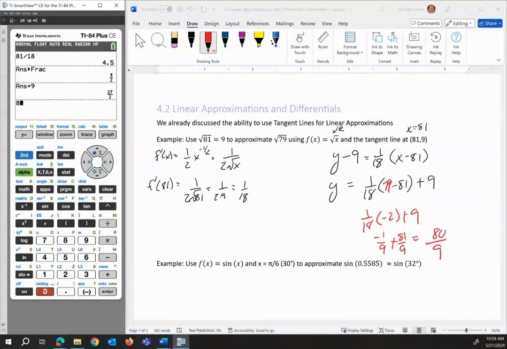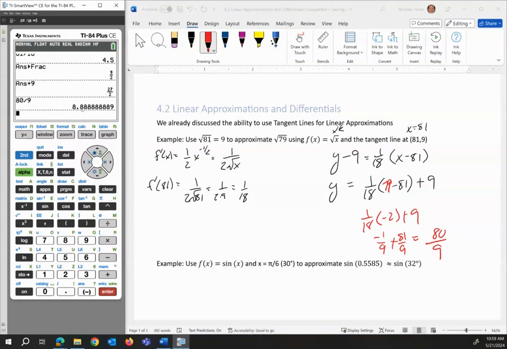As a decimal number, if we wanted to, we could divide those two things by hand, and we get 8.888888. Great. The true value of the square root of 79 is 8.88819. So this linear approximation, something that we could get simply by dividing 80 by 9, is correct for the first 3 decimal places. That is pretty fantastic.